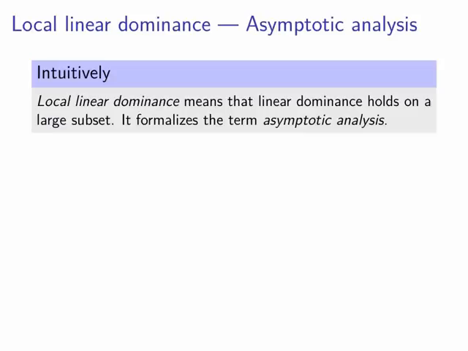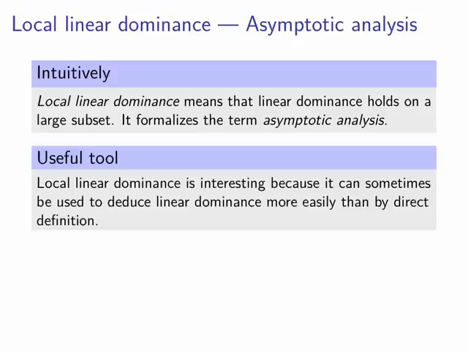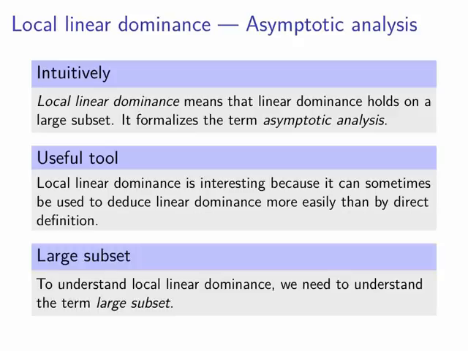Local linear dominance is a generalization of linear dominance, which means that linear dominance holds on a large subset, not everywhere. It formalizes the term asymptotic analysis. Local linear dominance is interesting because it can sometimes be used to deduce linear dominance more easily than by the direct definition of linear dominance itself. To understand local linear dominance, we need to understand the term large subset.